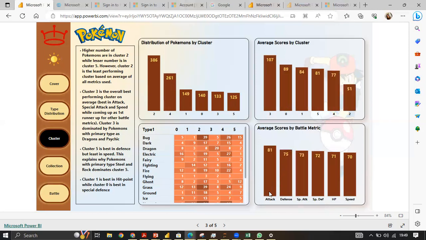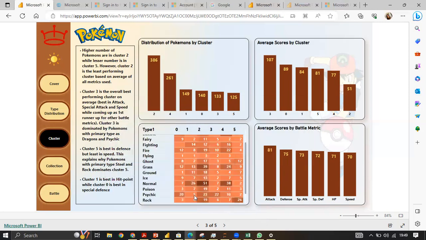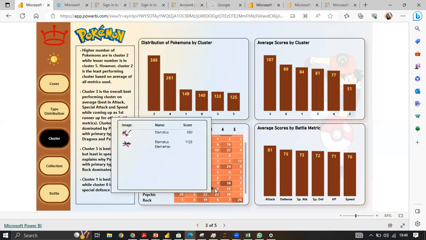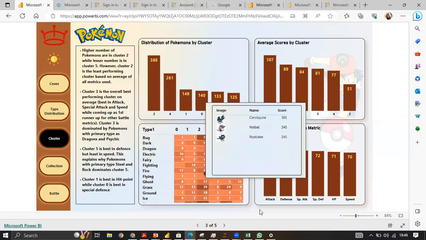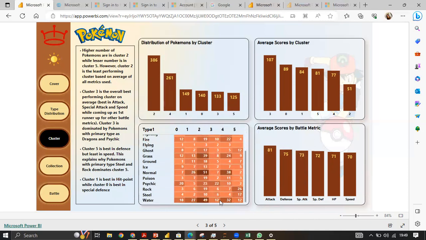Now I can see this is the distribution of Pokemons for each cluster. Then this is cluster 3. It's just a few Pokemons that have high representation in cluster 3. This cluster 3 is looking like where the big guys are. If we go to the poison type of cluster 3, we get to see Eternatus and Eternatus Eternamax. These are the Pokemon that gave us our highest total scores. And we can see that among this cluster 3, Dragon type and Psychic are the ones that are leading.